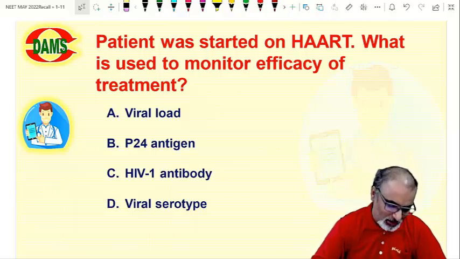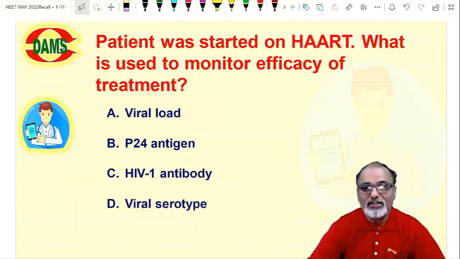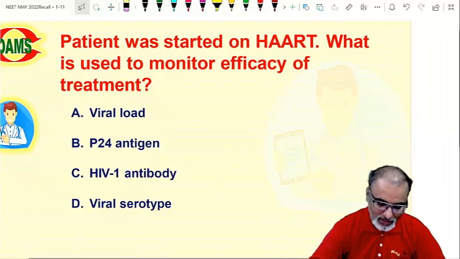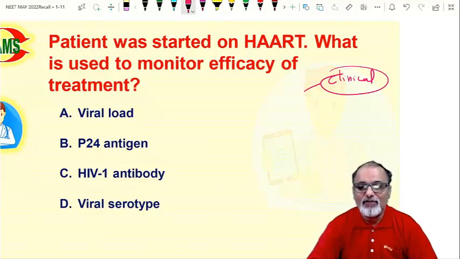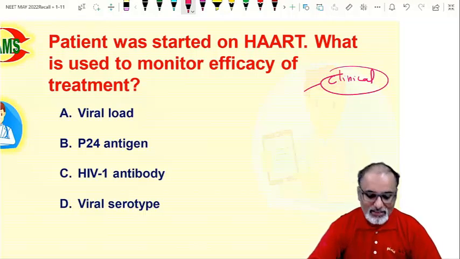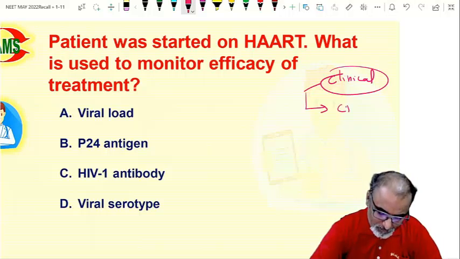So first question: a patient was started on highly active antiretroviral therapy. What is used to monitor the efficacy of the treatment? Usually the efficacy of the treatment was monitored in two ways previously. One is clinical: any clinical improvement, reduction of opportunistic infections. Second is CD4 count.